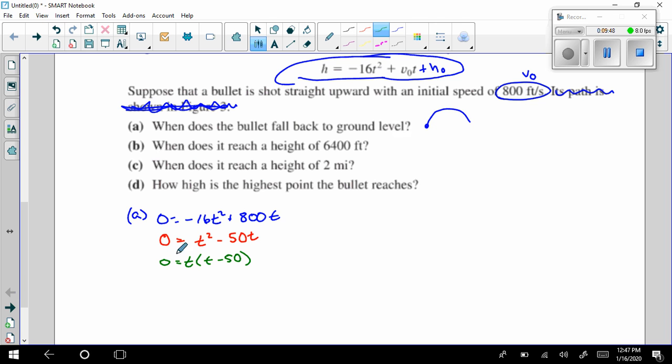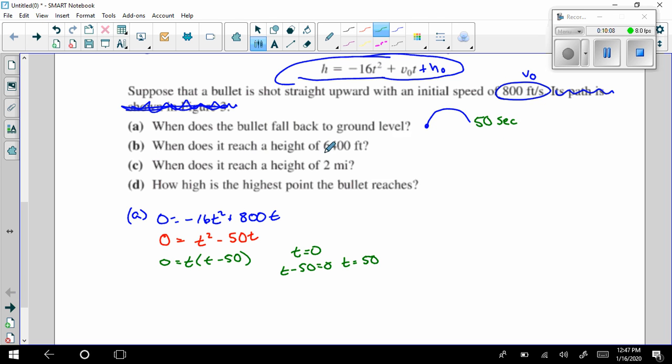So it's at a height of 0 when t equals 0, which we know because starting out we're on the ground, so after 0 seconds. But then t minus 50 also equals 0, so t equals 50. So it comes back to the ground after 50 seconds.